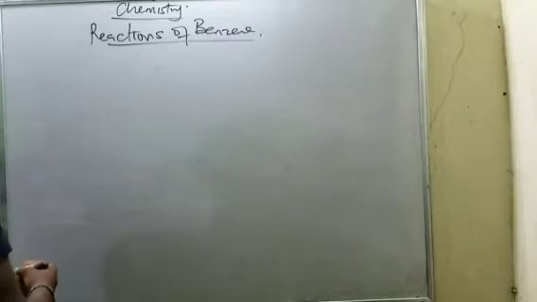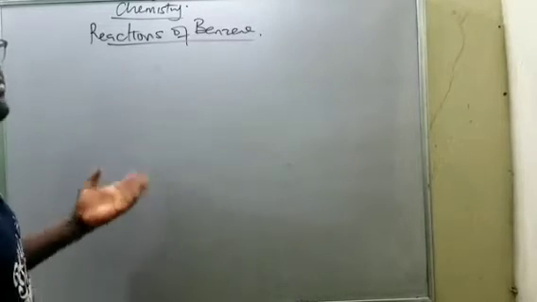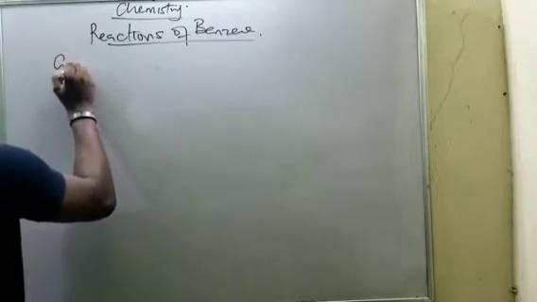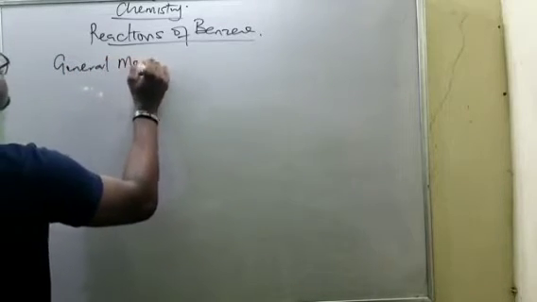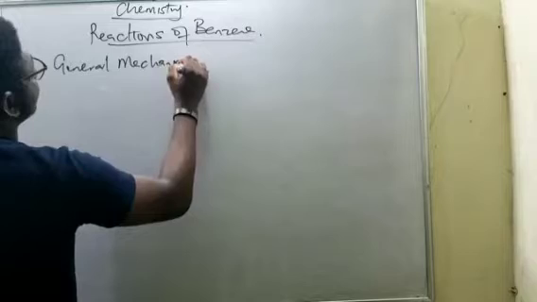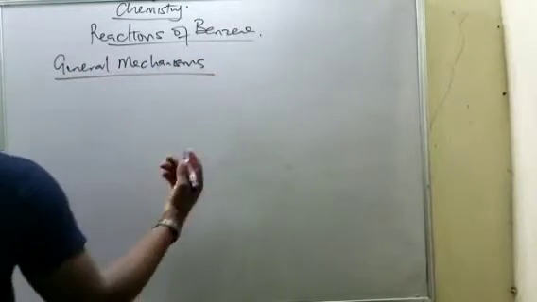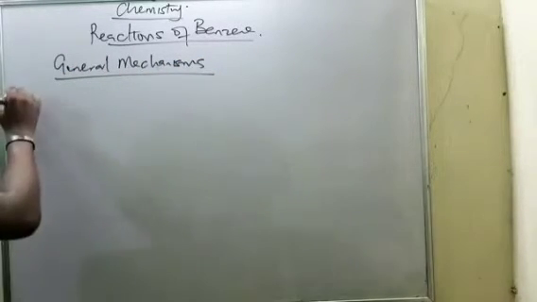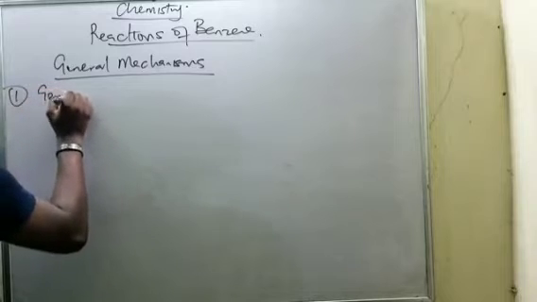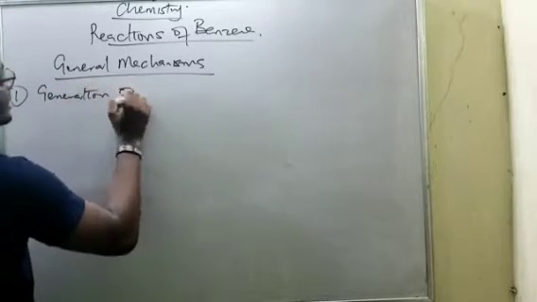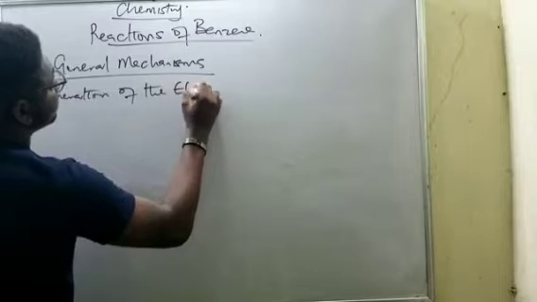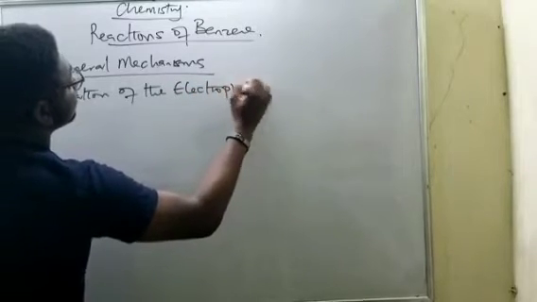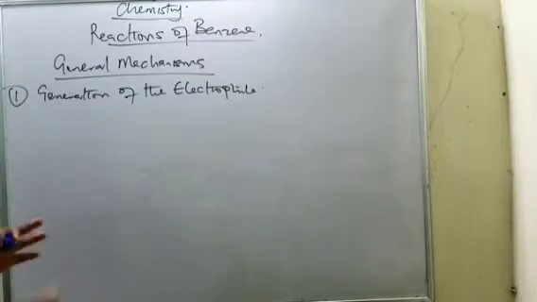So we have different types, but let's first talk about the general mechanism of these reactions. There are three different steps of the general mechanism. The first one, please do not forget, is the generation of the electrophile. The generation of the electrophile, very, very important.